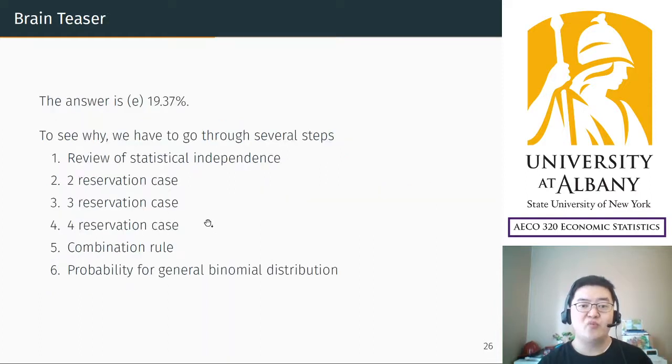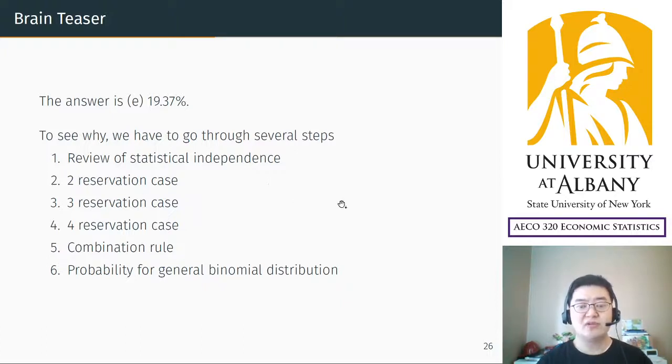Last time, to understand why we got this number, we studied these 6 steps from the simplest to the general case. So we learned what happens when there are 2 reservations and 3 reservations.